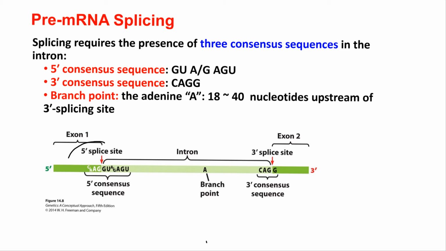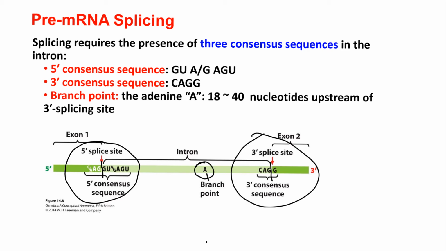It is the 5' consensus sequence and the 3' consensus sequence, which both contain the splice site where pre-mRNA is cleaved. The third consensus sequence is the branch point. The branch point is formed by adenine. It's critical for proper splicing. If you mutate the adenine in the branch point, splicing will not take place. Also, the sequence surrounding the branch point is highly variable.